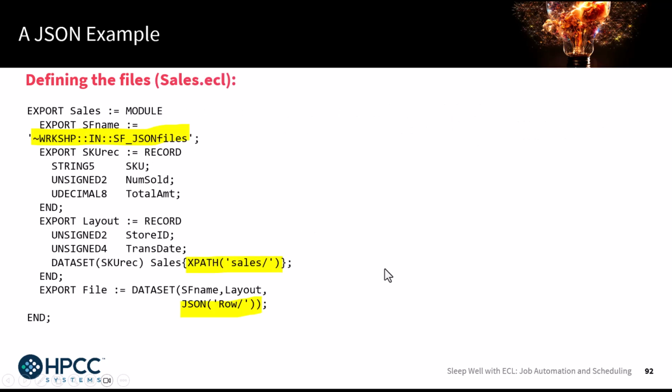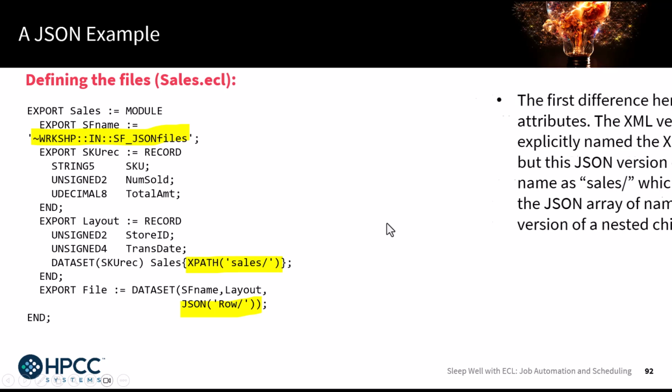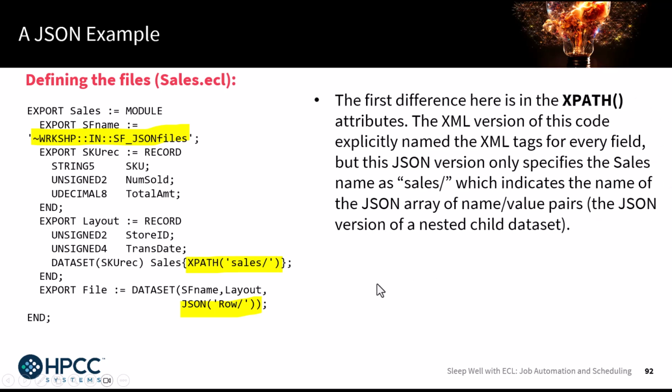We'll start with the sales.ecl. Again, this is the sales.ecl in the JSON demo folder. So we have an XML demo, and we have a JSON demo. In sales.ecl in the JSON demo, we've made a couple of changes, starting with, of course, the name of the superfile. So instead of XML files, it's superfile_JSON files.